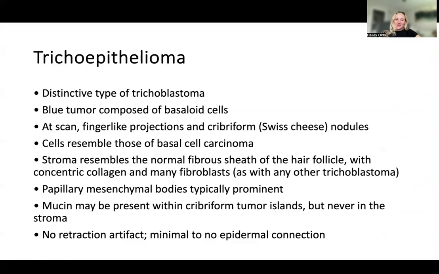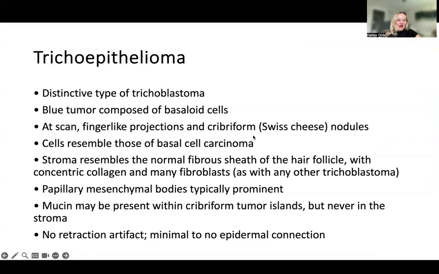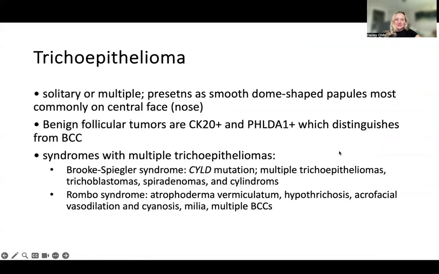And you get these basaloid cells that are forming a hair follicle, and then you may see papillary mesenchymal bodies, which are just little cells around the area. It's hard to tell at lower power, but this might be a little papillary mesenchymal body, just cells by the little immature hair follicles. And then you may have mucin in the islands, but not in the stroma, and there's no retraction artifact, and it's not connected to the epidermis.